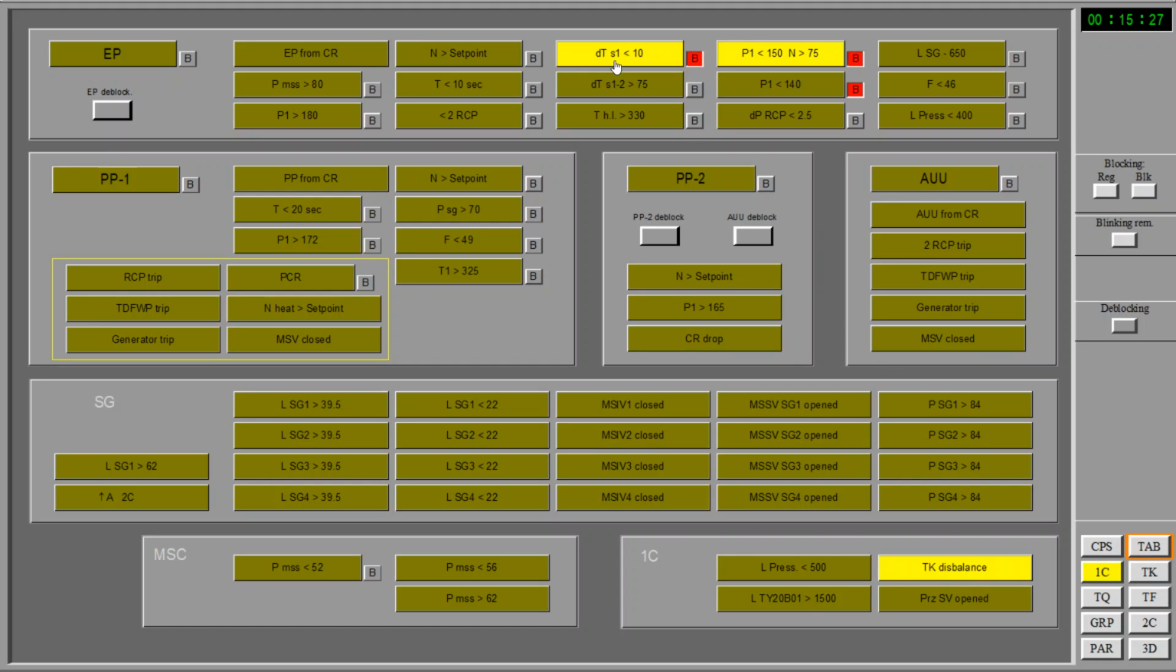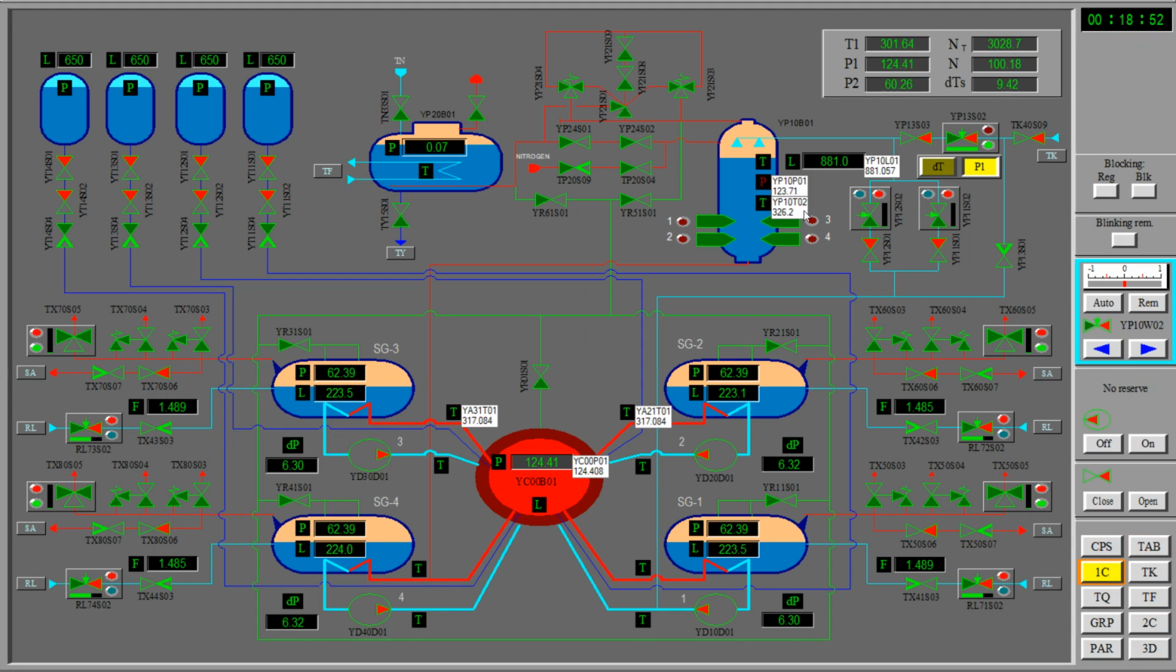What did we get now? Okay, luckily we disconnected the security, otherwise we would have a scram now. Okay, that's very good. So happy to have disconnected the security. So DTS1 less than 10. Let's see why this happened.